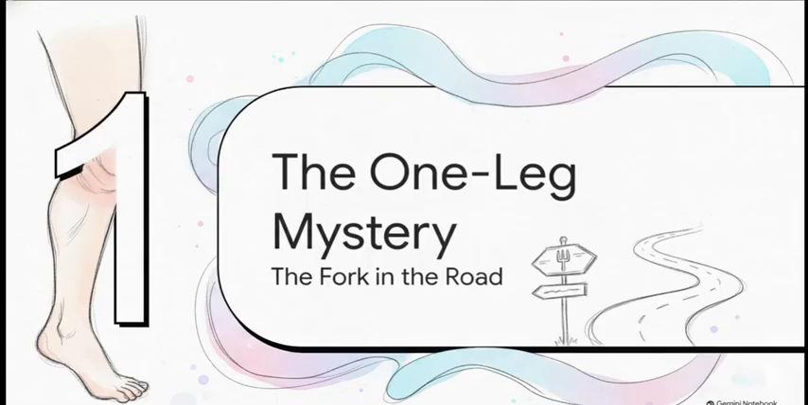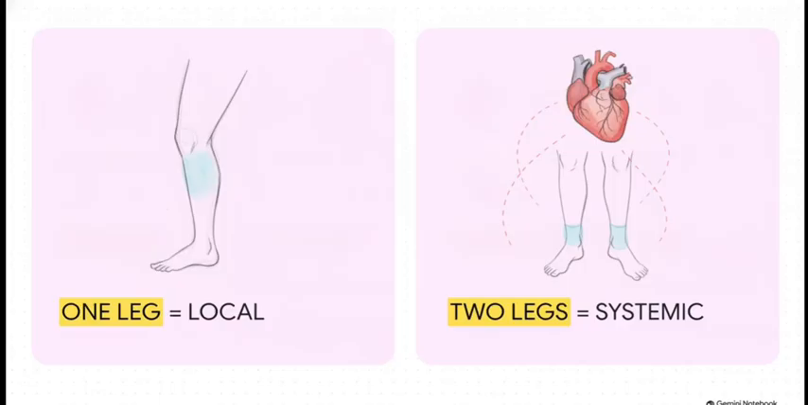All right, Section 1, the one-leg mystery, the fork in the road. Let's start with the master rule that divides our investigation right from the very first glance. Two swollen legs? Well, that usually points to a systemic failure. Think about the heart, the kidneys, or the liver struggling to manage volume and proteins across the whole body. But today, we are exclusively walking down the local pathway. One swollen leg means a local problem. We are zooming in on a localized issue that is confined to that specific limb.